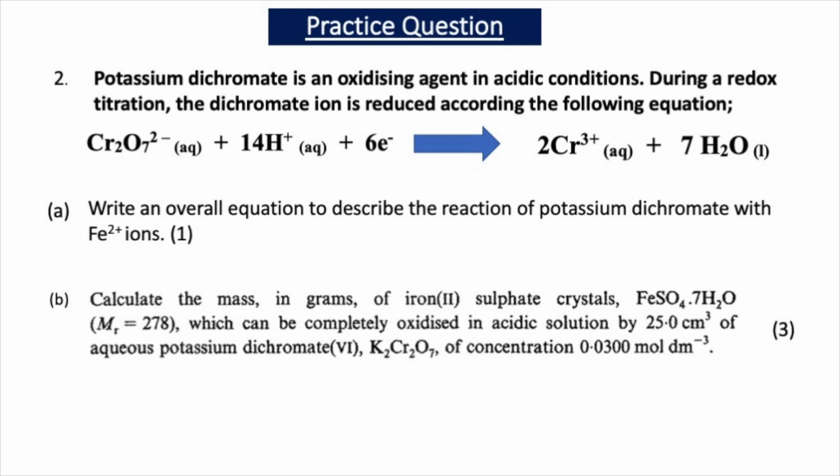So question 2 says potassium dichromate is an oxidizing agent in acidic conditions. During a redox titration, the dichromate ion is reduced according to the following equation. And then part A says write an overall equation to describe the reaction of potassium dichromate with Fe2+ ions. And part B says to calculate the mass in grams of iron 2 sulfate crystals, which can be completely oxidized in acidic solution by 25 centimeters cubed of aqueous potassium dichromate of concentration 0.0300 moles per decimeter cubed.